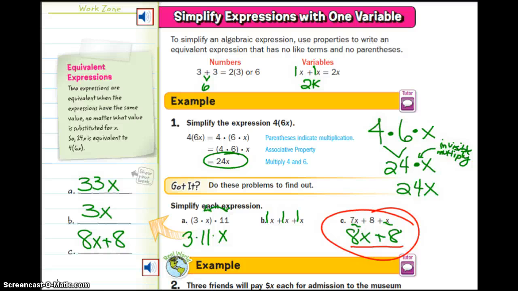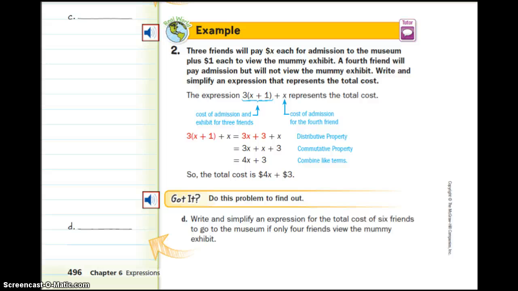When you see these problems, they're going to say simplify. They are not going to say solve. You cannot solve these unless you know what x is. Alright, keep going. In a word problem, you have to see what's going on.